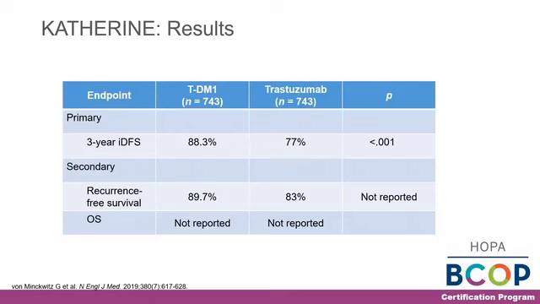The secondary endpoints were recurrence-free survival and overall survival, and the recurrence-free survival was reported here at 89.7% with TDM1 versus trastuzumab. Those who received trastuzumab had an 83% recurrence-free survival. Overall survival was not reported at the time of publication of the KATHERINE study.